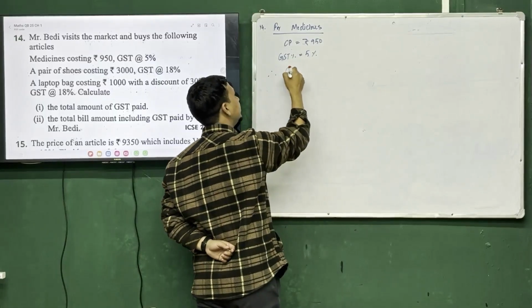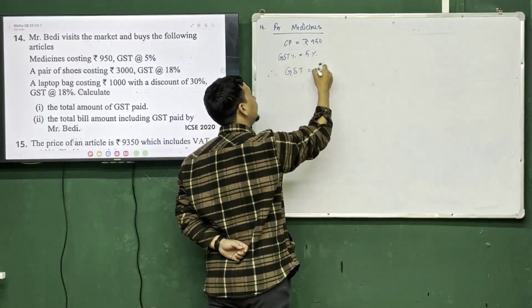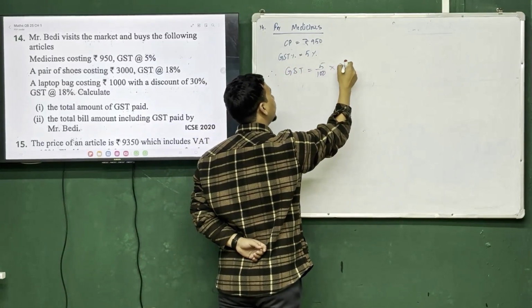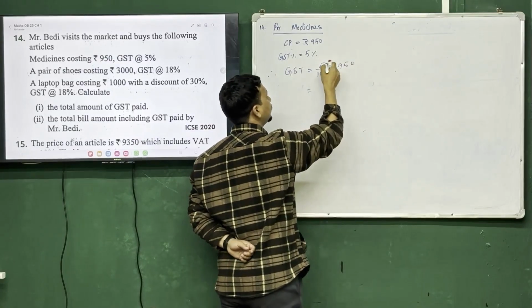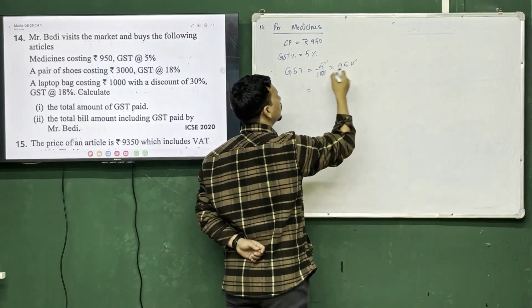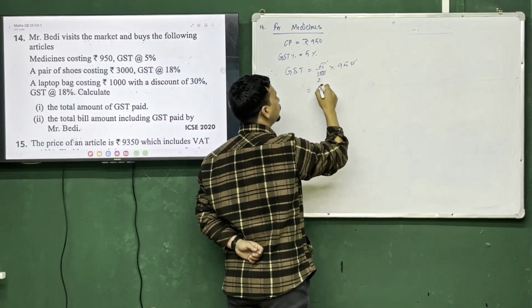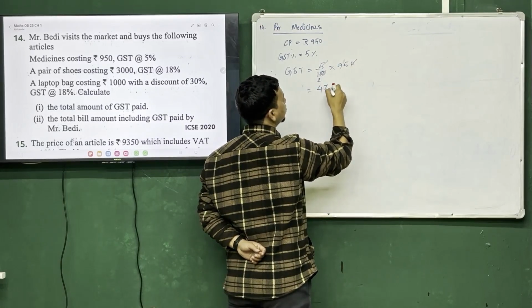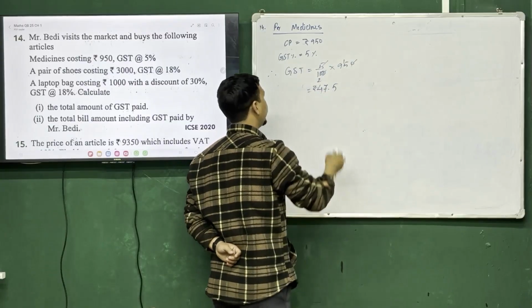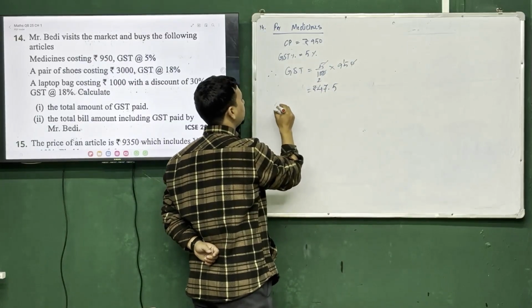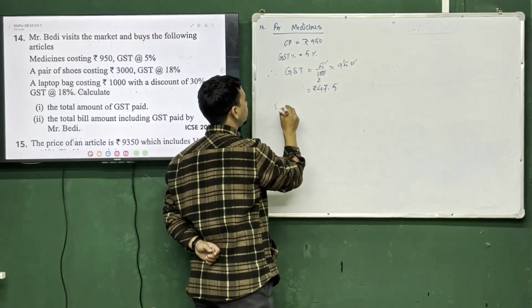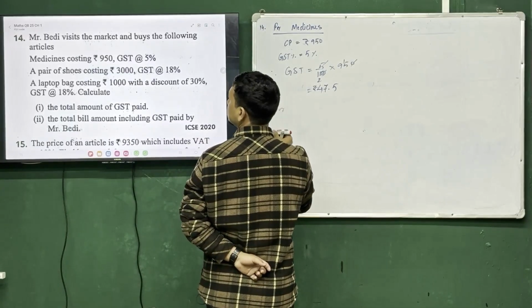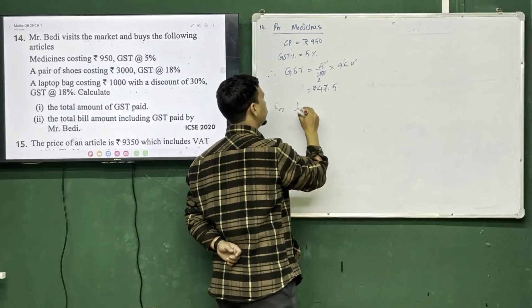So 5%, so GST will be 5% of 950. So if you cancel, 5 twos are 10, 2 fours... So 47.5 for the pair of shoes.